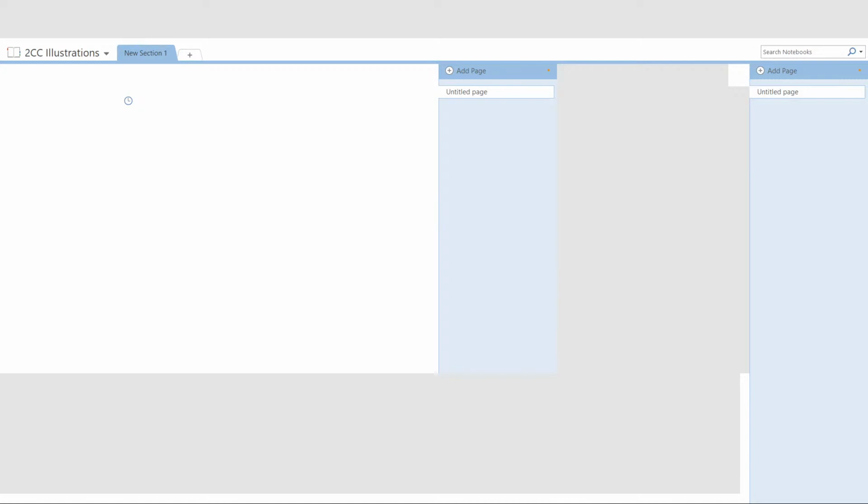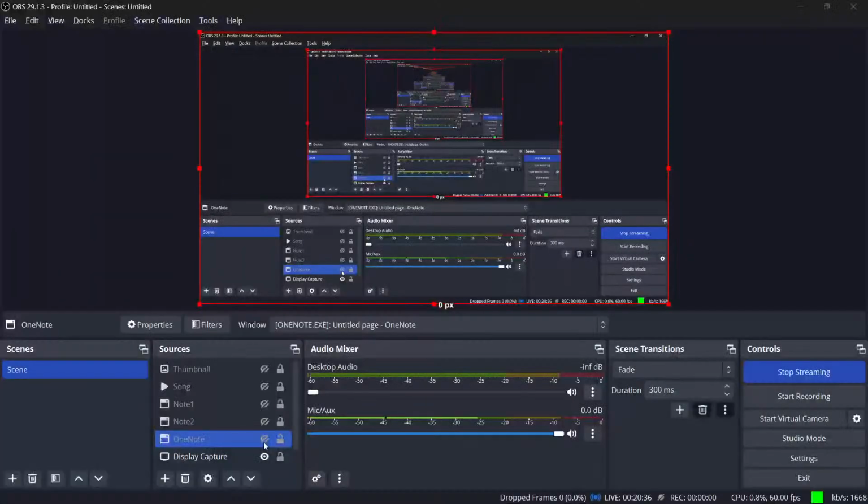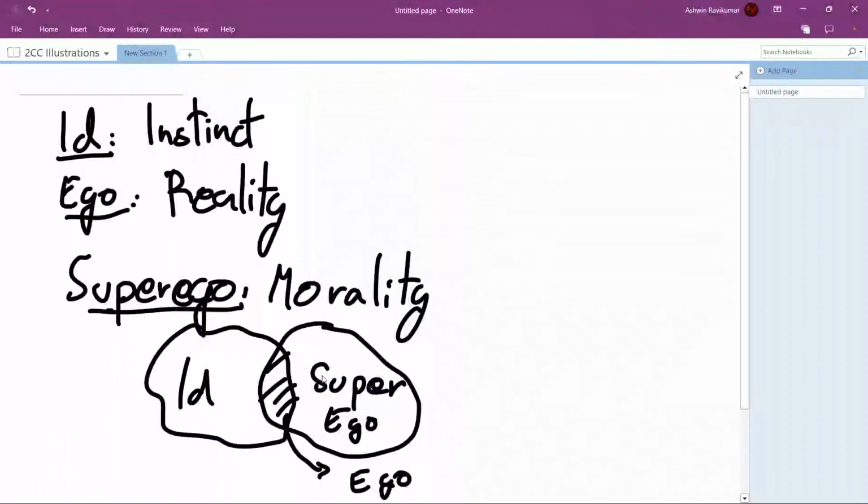Okay, wait. Some people are saying they're not able to see the screen properly. I'll just turn on display capture. Yeah. All right.